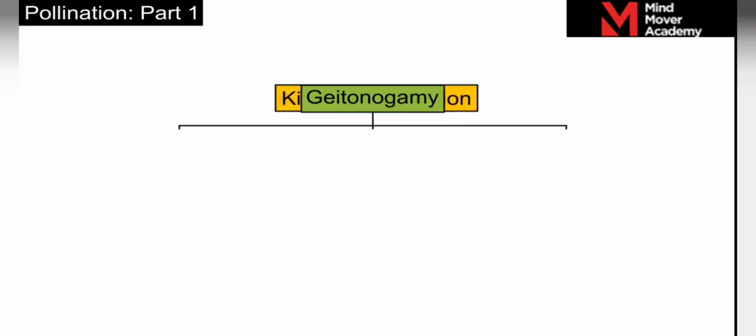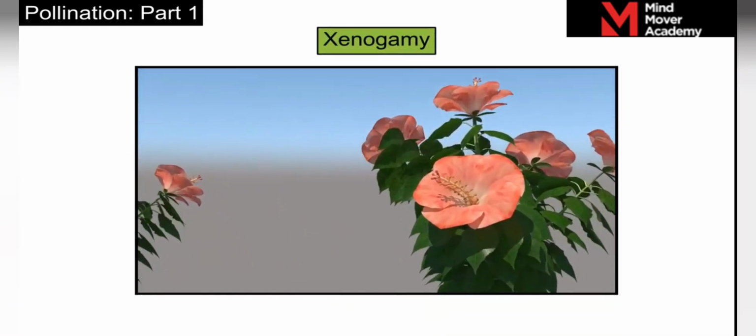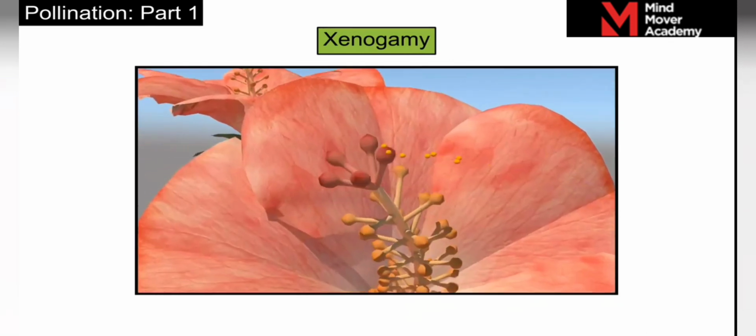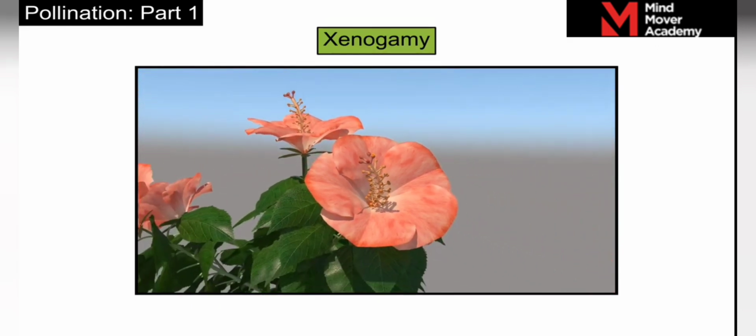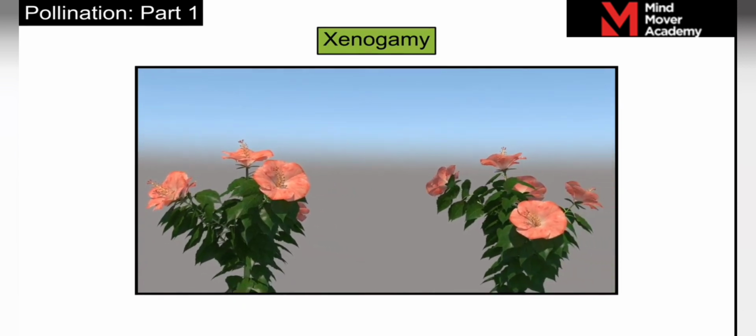And lastly, we have xenogamy. In xenogamy, the pollen grains are transferred from the anther to the stigma of a different plant. This is the only type of pollination which during pollination brings genetically different types of pollen grains to the stigma.